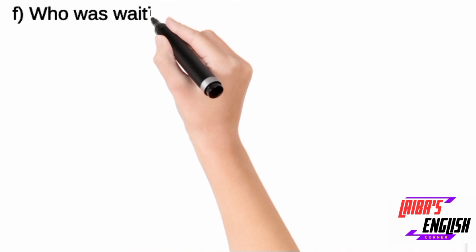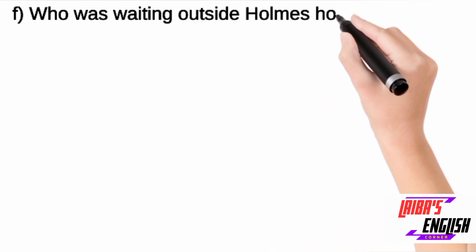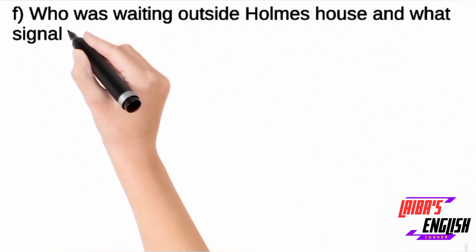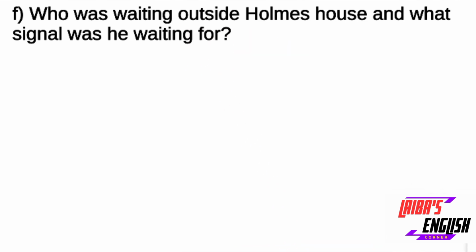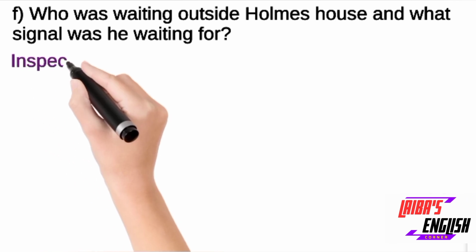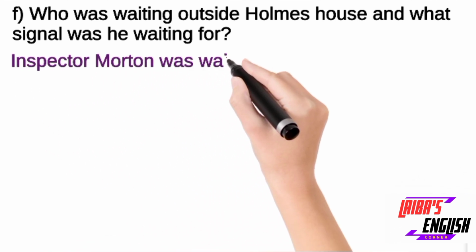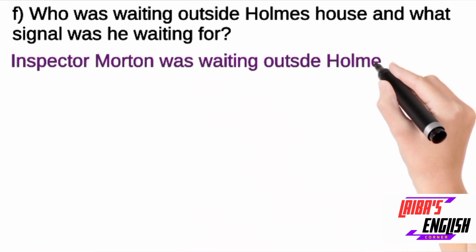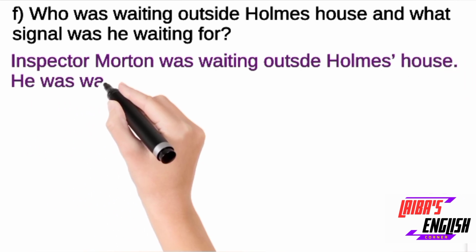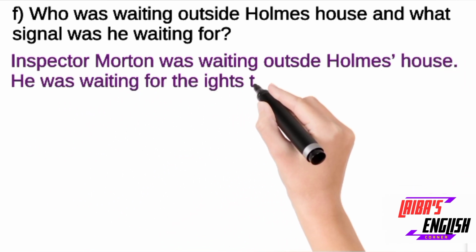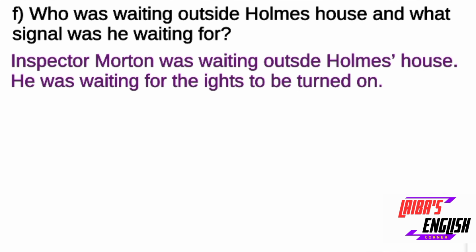Next question is, who was waiting outside Holmes' house and what signal was he waiting for? Now, who was basically waiting outside Holmes' house? You can guess the answer. Inspector Morton was waiting outside Holmes' house. He was waiting for the lights to be turned on. So basically, Inspector Morton was waiting outside Holmes' house because he wanted to arrest the criminal right on the spot.